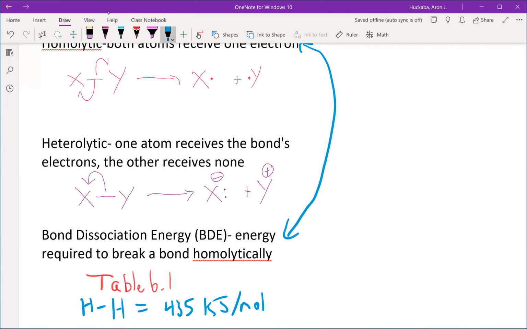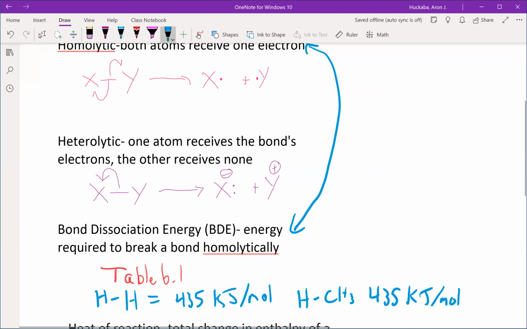This 431 or 435 kilojoules per mole is compared with the hydrogen CH3 bond, which also has 435 kilojoules per mole. There's plenty of other values in that table as well. So you're welcome to have a look. And if you need specific numbers for a problem, a table like this will be given to you.